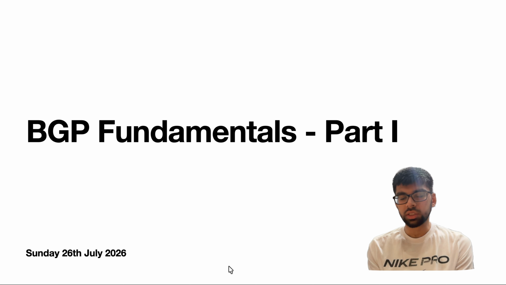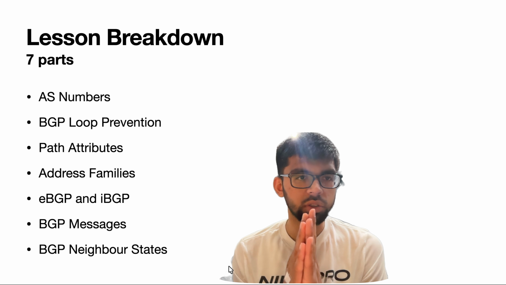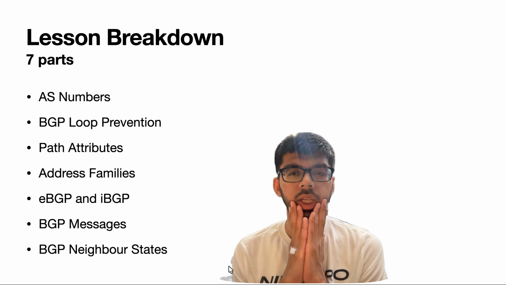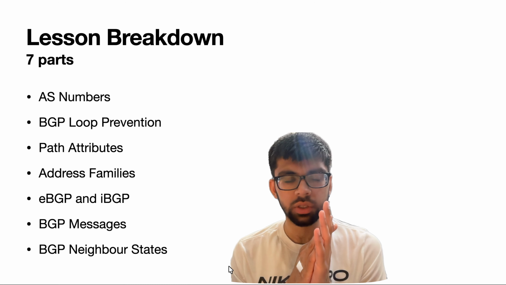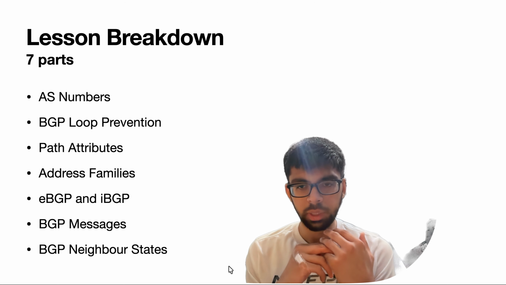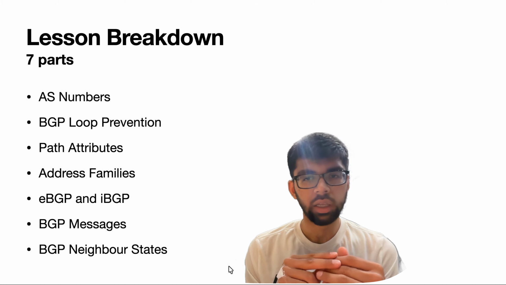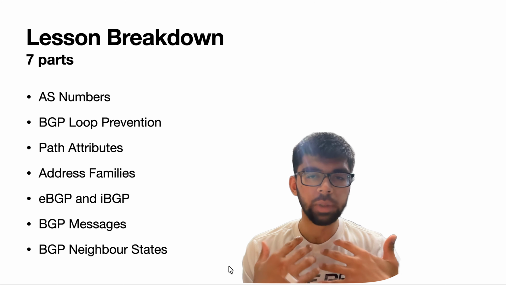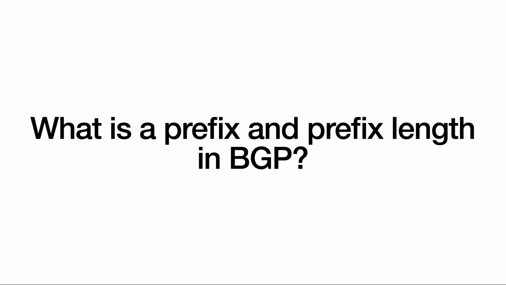So let's get into the lesson breakdown. This lesson is going to have 7 parts to it. We're going to first be looking at ASNs. Then we'll be discussing BGP loop prevention, path attributes, address families, eBGP and iBGP, BGP messages, and finally BGP neighbor states. But let's firstly just look at 3 key terms I want to talk about.